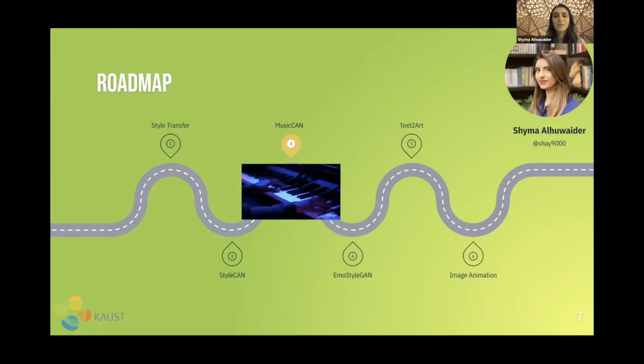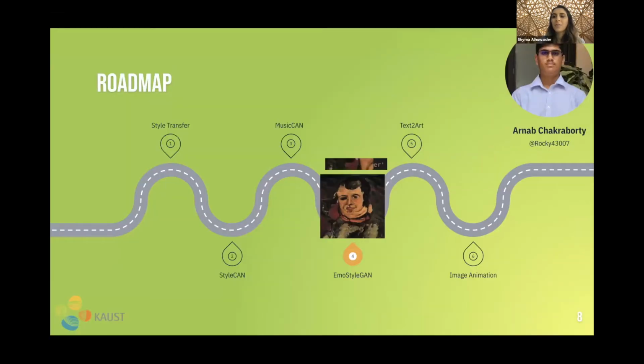Later, we're moving to MusicGAN with me, where we can get in the zone and generate new music, whether it was classical or different types of music. Then we're moving to Arnab, who's going to take over with EmoStyleGAN, where you can input an emotion and generate an art or a piece of painting that represents that emotion. For example, the painting in front of you is represented by the emotion anger, and the generative model generated the following painting.